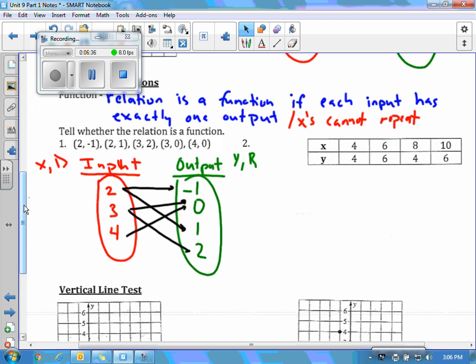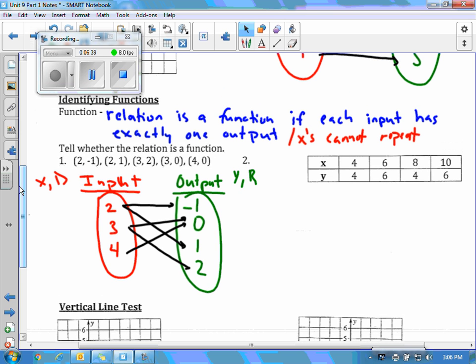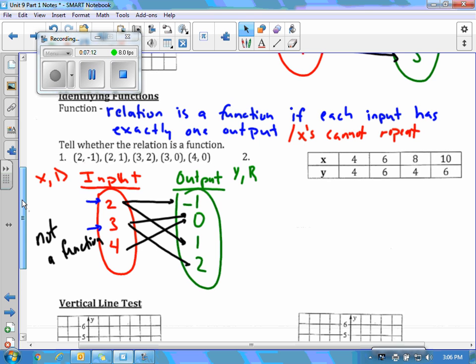So again, my definition of a function was that a relation is a function if each input has exactly one output. If you look at 2 and at 3, they both have 2 lines coming out of them. So that means they have 2 outputs. So this is not a function. I could have also seen that it wasn't a function by just looking at the original points and seeing that I have 2 2s and 2 3s. So my x's repeat, which means it's not a function. Okay? I'll let you guys try that for number 2. Make a mapping diagram and tell whether or not it's a function.